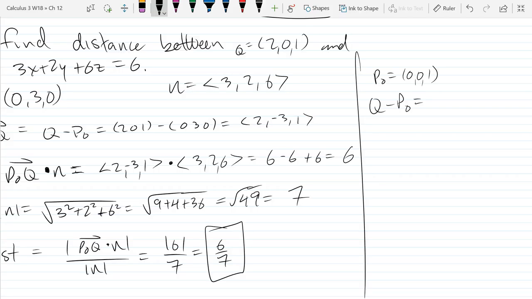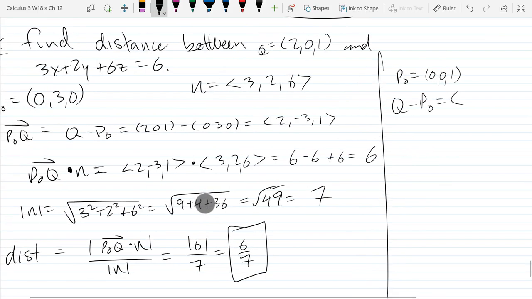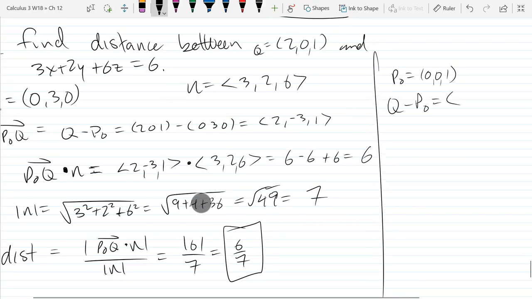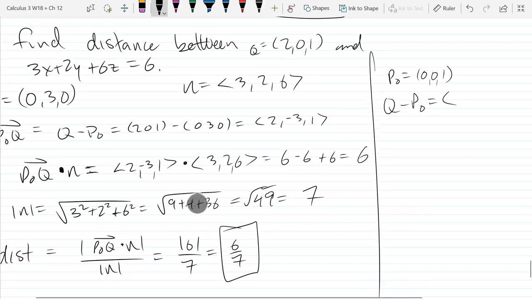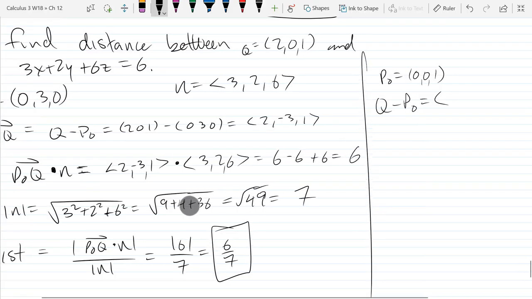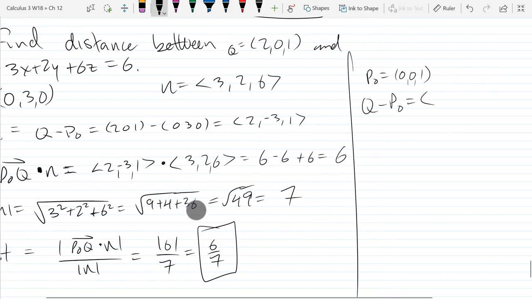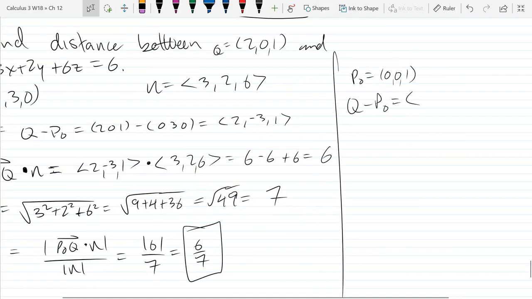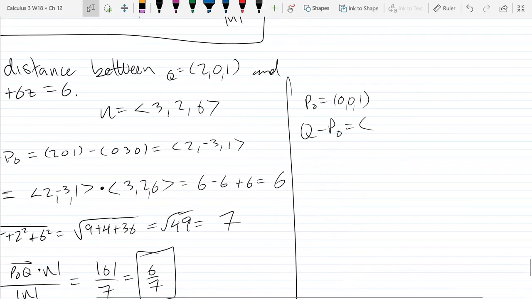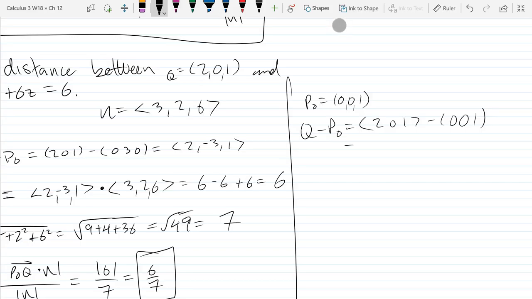So what was your Q minus P naught? 6. Oh, Q minus P naught? 2, 0, 0. Isn't that 3, 0, -1? Or no, 0, 3, -1? Wait, don't look at that one. 2, 0, 0. Yeah, 2, 0, 0.